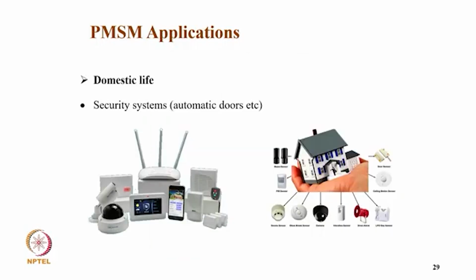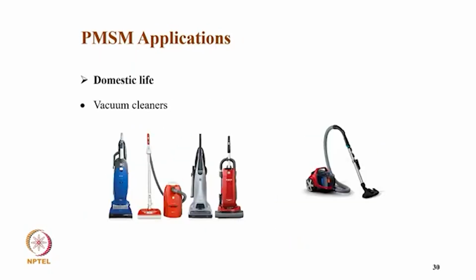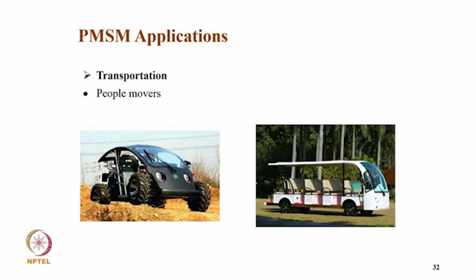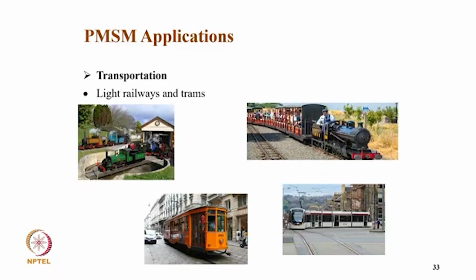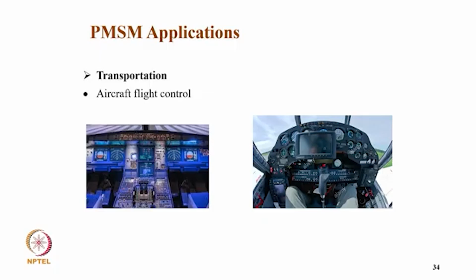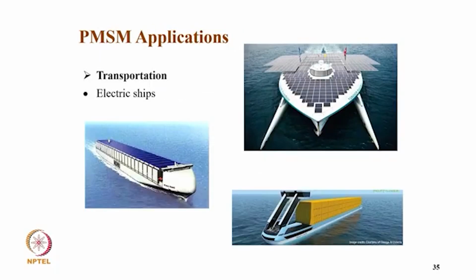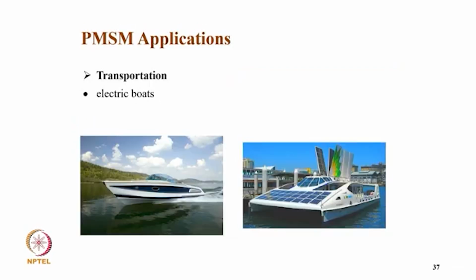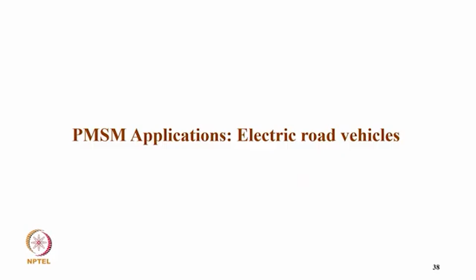Then cameras, security systems, typically automatic doors, etc. Then vacuum cleaners, elevators and escalators in transportation, and people movers. Then light railway and trams, as you can see, aircraft flight control. Then the electric ships, because of being most efficient, and electric aircraft, electric boats. So these are the lot of applications of the PMSM that you might have seen.